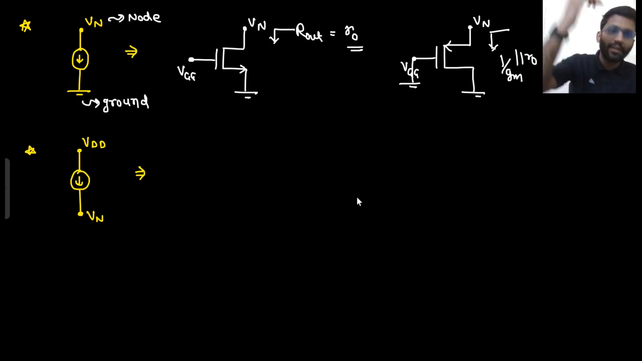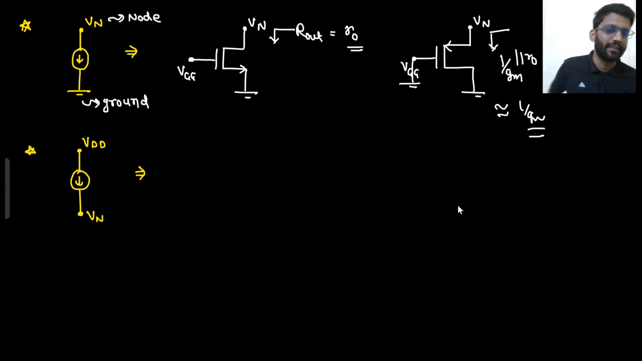So if you need a current source where the current is getting out of a node and going into the ground, you will use an NMOS, not PMOS. Because if you are using PMOS, then looking from here your impedance is 1 by GM parallel with R0, not R0. And you need very high impedance. 1 by GM parallel with R0 is nearly equal to 1 by GM only, which is not that high.